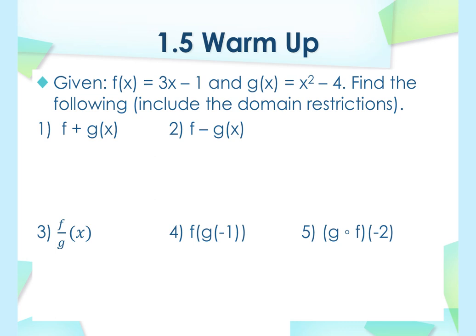All right, 1-5 warm up. Let's focus, people. All right, so on this one it says given f of x is 3x minus 1, g of x is x squared minus 4. Find the following and include domain restrictions.